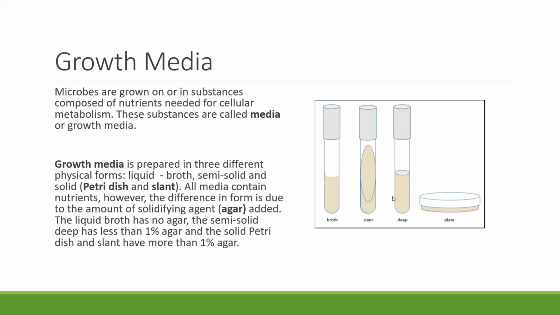So if it's a liquid broth, then there's not going to be any agar. If it's a semi-solid, it's going to have somewhere less than 1%. And if it is a solid agar, something like we use in a petri dish or a slant tube, etc., it's going to have more than 1% agar.